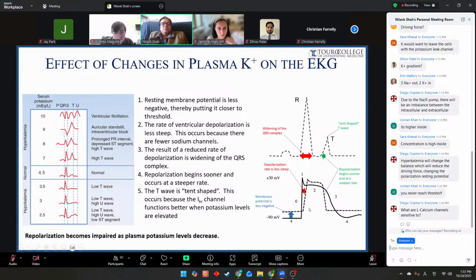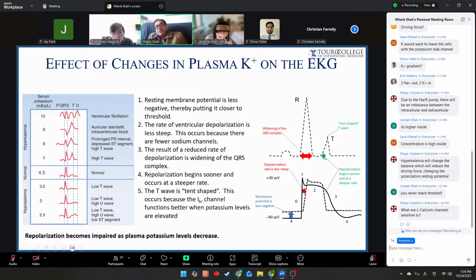There is decreased inward sodium current. Inactivation of sodium channels occurs because of hyperkalemia, which decreases the rate of depolarization of the ventricle, and that's why it becomes slower and the QRS complex is larger, broader. It takes more time for the ventricle to depolarize completely, right? And that's why the QRS complex, which represents ventricular depolarization in the EKG, will get wider. It takes more time to complete the QRS in terms of electrical activity, so the QRS will be wider.